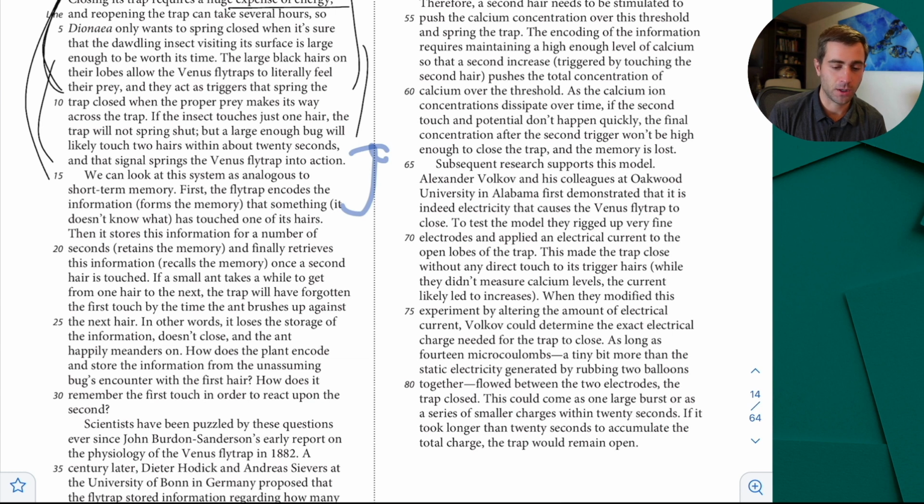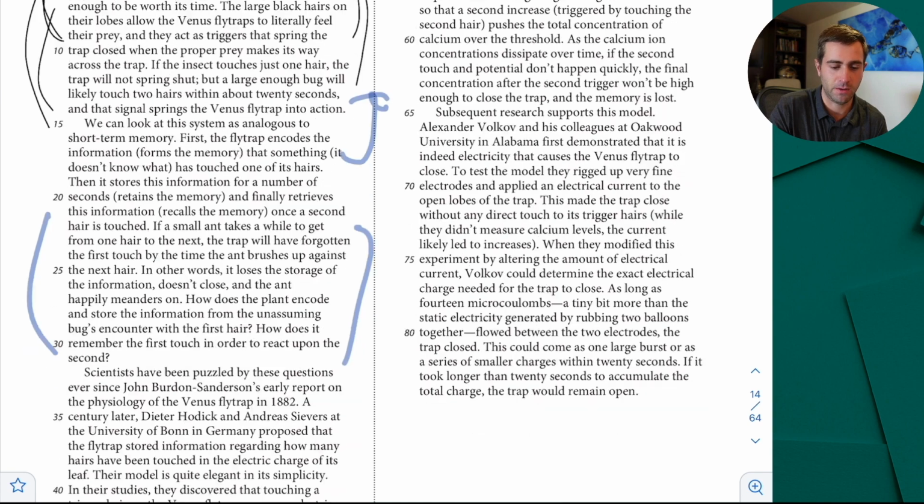First, the fly trap encodes this information, forms the memory that something it doesn't know has touched one of its hairs, and it stores the info for a number of seconds, retains it, and finally retrieves the memory, recalls the memory once a second hair is touched. And now we're just giving an example about how it has to be big enough. I believe we're talking about the ant.